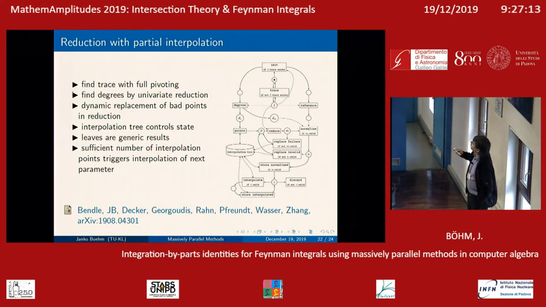So we do a full pivoting. We find the degrees of the respective variables by univariate reduction, symbolic univariate reduction. We dynamically replace bad points in the reduction. We have here a so-called interpolation tree data structure which controls the state of the interpolation. And the leaves of that tree are essentially the final results. So we fill out this tree iteratively. And if we have a sufficient number of interpolation points, then we trigger the interpolation of the next variable. So that you can find in this paper.